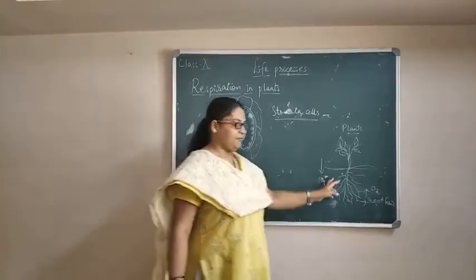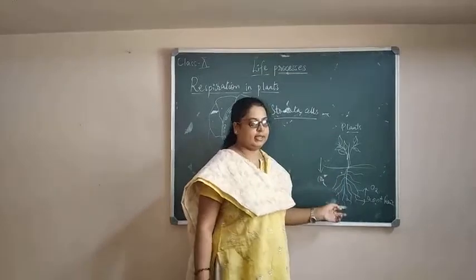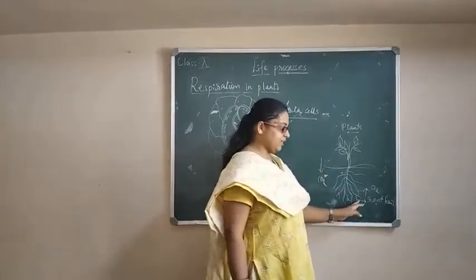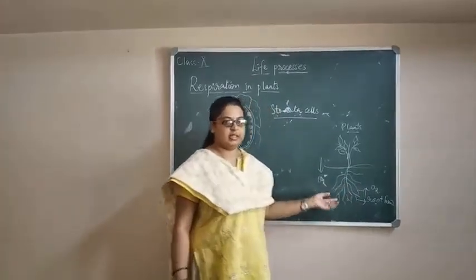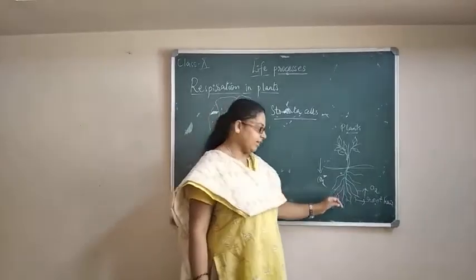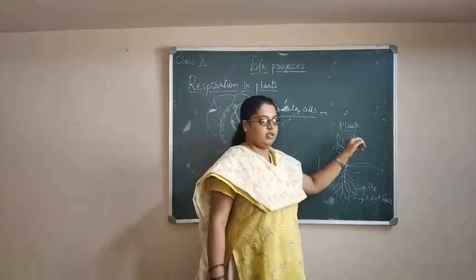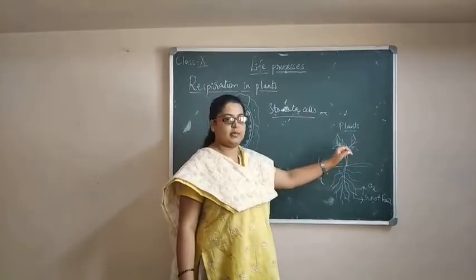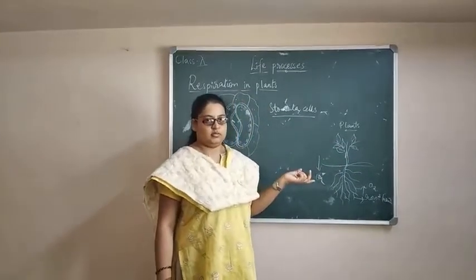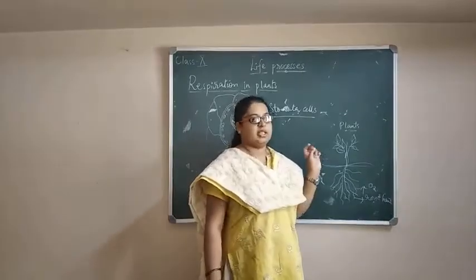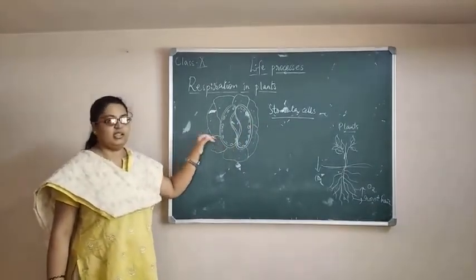For example, in the roots, the oxygen present in the intercellular spaces of the soil is taken up with the help of tiny hair-like structures which we call root hair. That oxygen is transported from the roots to the stem, branches and leaves. Once oxygen has entered the plant, carbon dioxide is diffused out with the help of small pores, the stomata, which we already studied. These are present in the leaves.